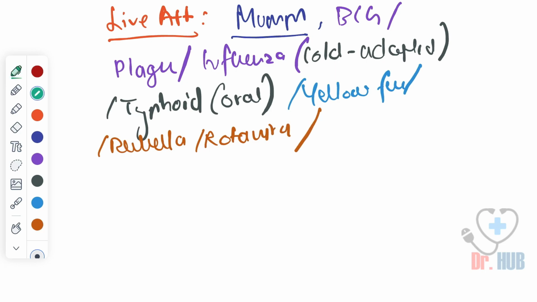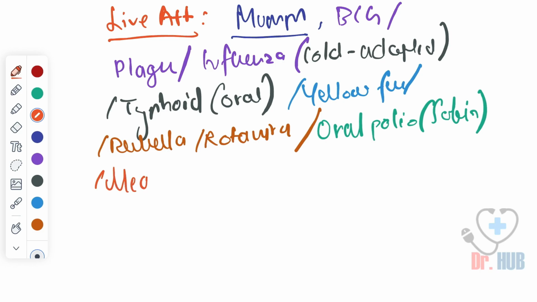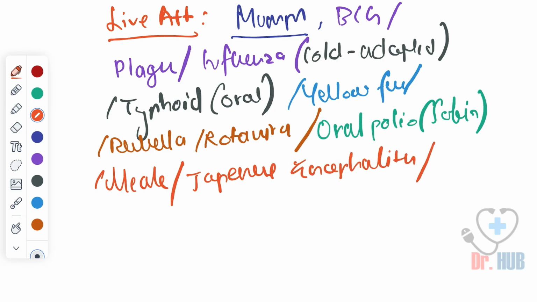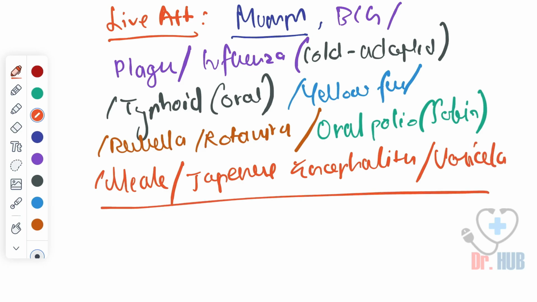Next, there is the oral polio. The oral polio is nothing but the Sabin. And next, there is the measles. Then the Japanese encephalitis and also the varicella. So all these vaccines come under the live attenuated.